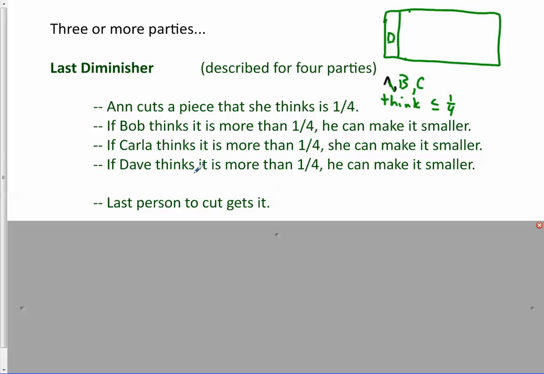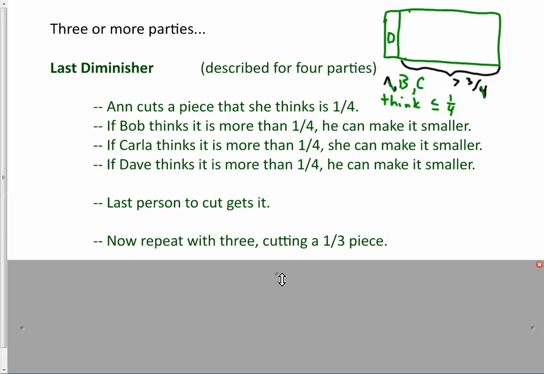Now Dave doesn't think that. He's happy with what he got. He thinks he got 1/4, but the others think it's maybe a little bit less than 1/4, which is good because now that means the remainder is more than 3/4 for Ann, Bob, and Carla, who are still in the game. Now, what you do then is you just do it again, but now with 3 people. So Dave's done, he's out, he's got his piece, and he's happy over on the side eating.